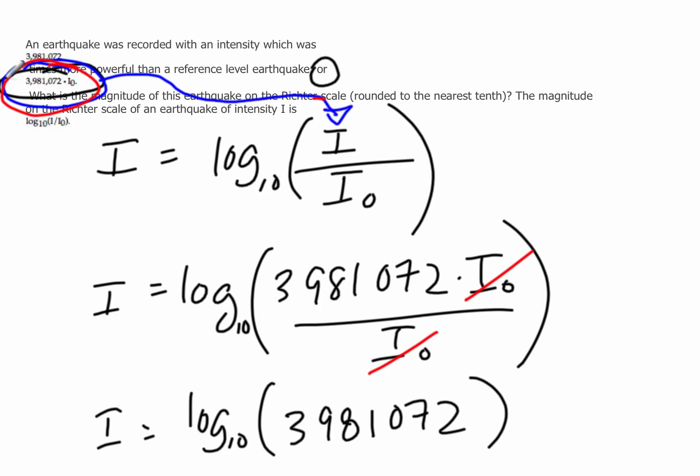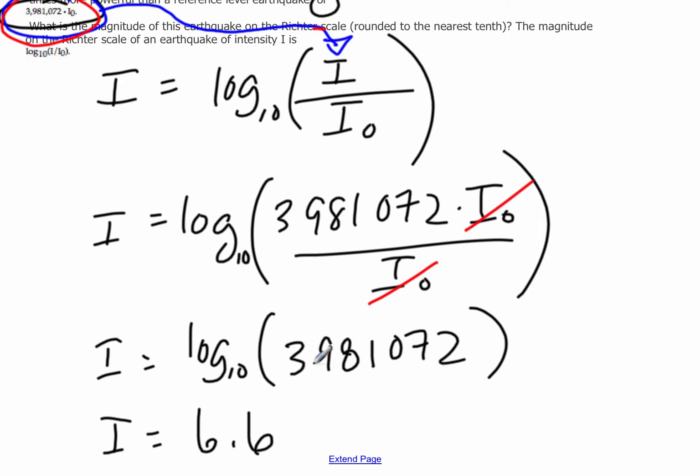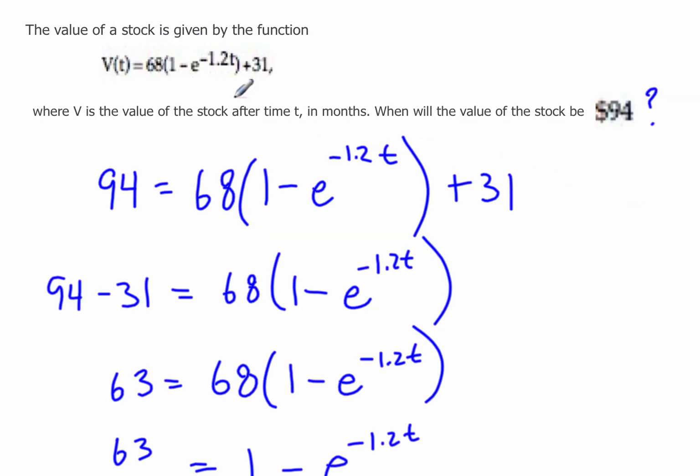So the number that they gave you, the intensity of the earthquake, goes up here, and here's the reference one. In the one that they give you, they have this I0 value, and that's the original one on the bottom, so you cancel those. So basically the question is just finding the log base 10 of that big number. So about 6.6.